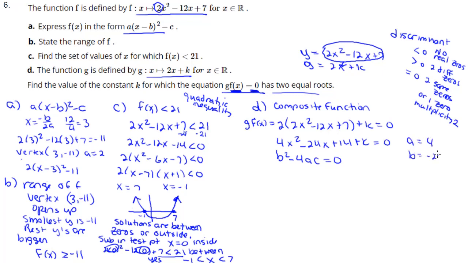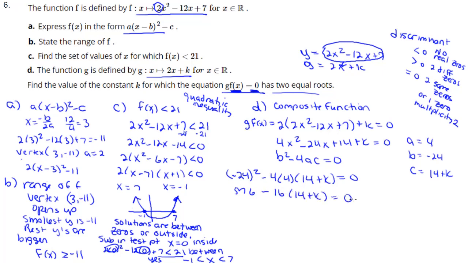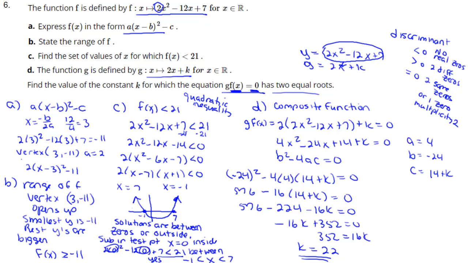Okay, a is going to be 4, b is going to be negative 24, and c is going to be 14 plus k. So now all I can do is plug it into the formula and then solve for k. I get negative 24 squared. Well, that's going to be 576, and then minus 4 times 4 is negative 16 times the quantity 14 plus k. When I distribute the negative 16, I'm going to get a negative 224. And then all I have to do is get the k by itself. I'm going to find out that k is equal to 22. And that's all there is. Hope that helped. Thanks for watching.